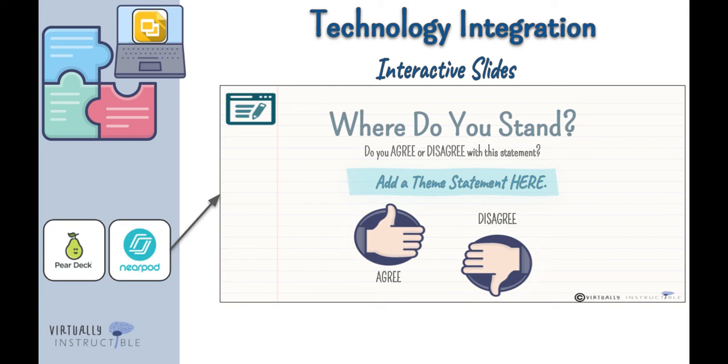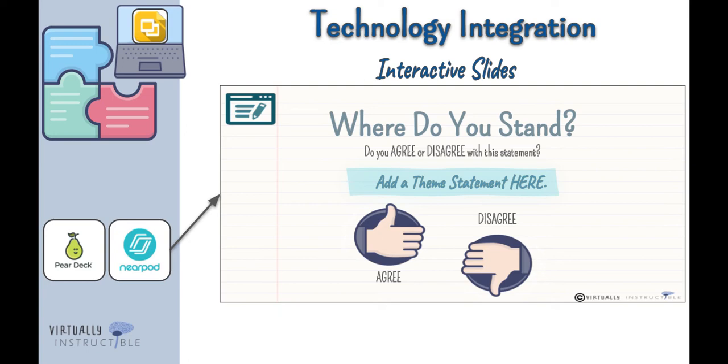Same concept. I don't have them do all the theme statements on a single page. I break those down into separate pages. So where do you stand? Do you agree or disagree with this statement? I add my statement in the space above the thumbs up and the thumbs down. And then you can either have it be a draw it where they circle. Do they agree or disagree? And you can see the whole class's responses there.